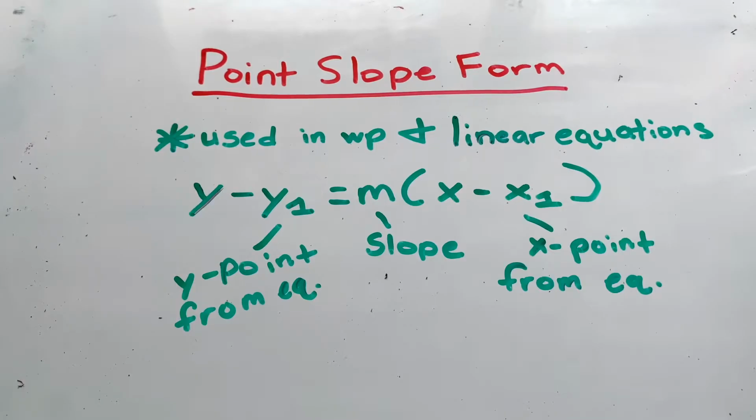The last form is point-slope form, and it is usually used for word problems, and it can also be used for linear equations. The model for this equation is y minus y1 equals m times x minus x1. The y1 is the y value for the point from the equation, and the x1 is the x value for the point from the equation, and the m is the slope, as you see. It is kind of like the slope formula, which is y2 minus y1 over x2 minus x1. Those are just points from the equation.